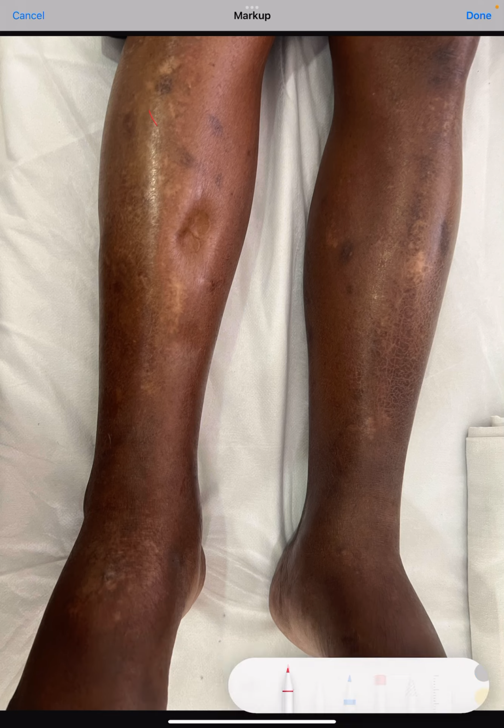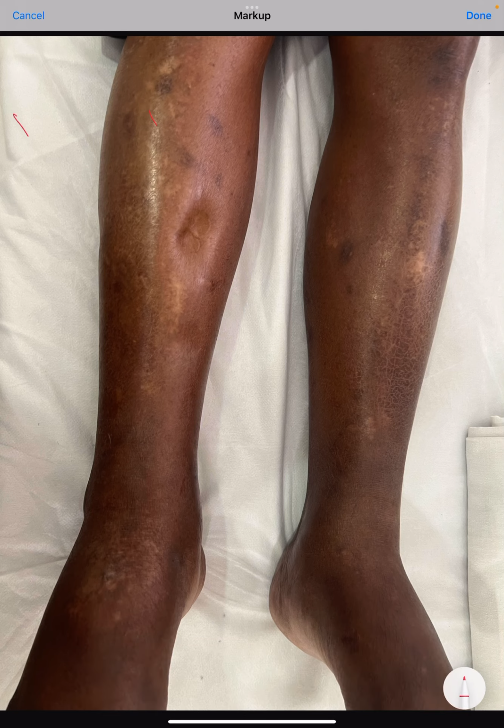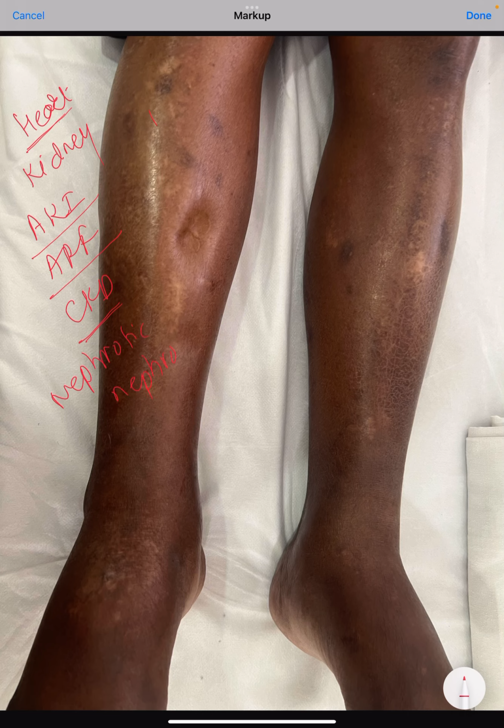So the first important organ is the heart. The second important organ to remember is the kidney. We should always think that the patient may have acute kidney injury, acute renal failure, CKD, or nephrotic or nephritic syndrome. So these are the conditions where you can very commonly get bilateral pedal pitting edema.